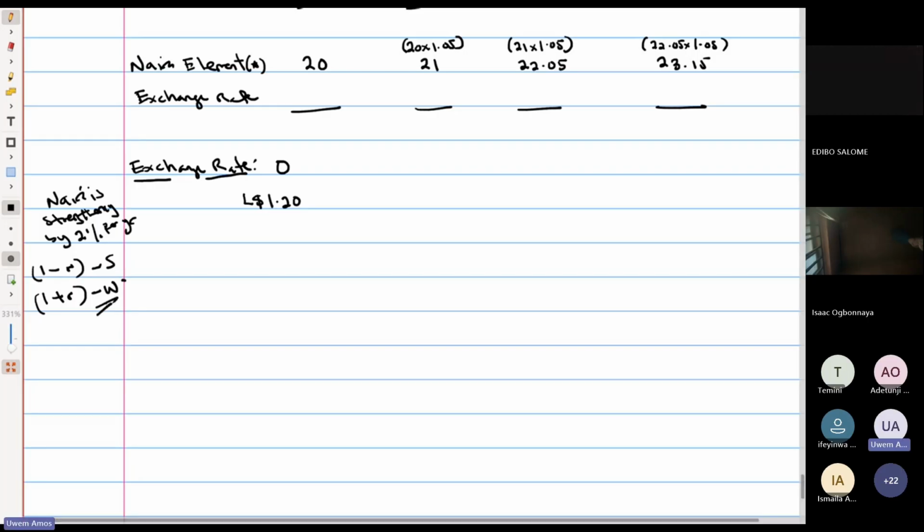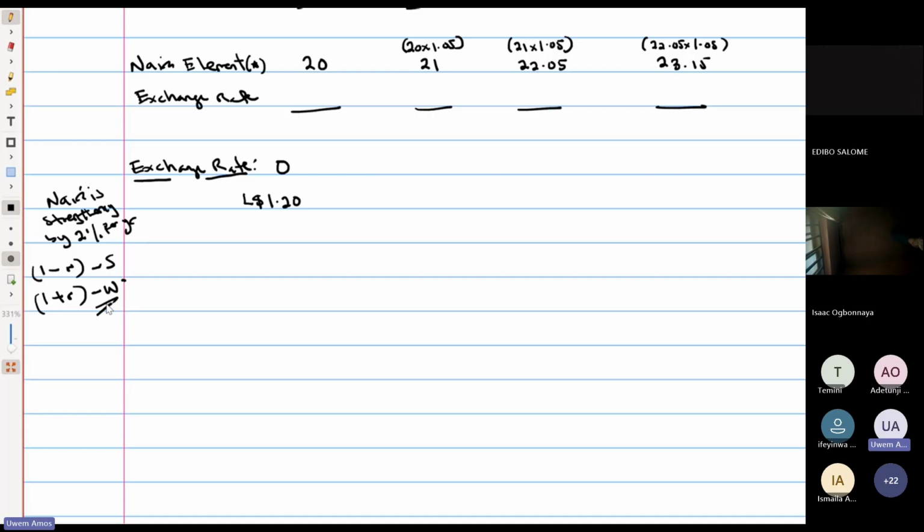So let's go back to the value we're given. We're given 1.20 Lindarian dollar. We're not given 1.20 naira. If we were given 1.20 naira, because the naira is strengthening, we would do 1 minus R. But we're given Lindarian dollar, 1.2 Lindarian dollar. So what is happening to the Lindarian dollar? Is it strengthening or weakening? The question says naira is strengthening, but what is happening to the Lindarian dollar? It is weakening.